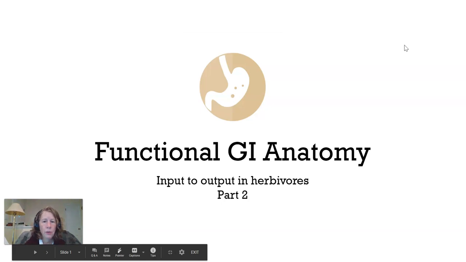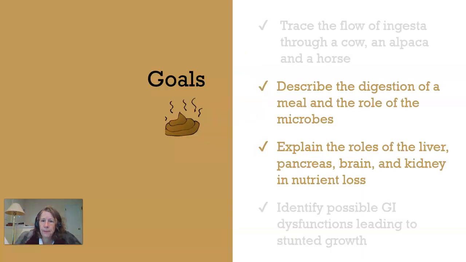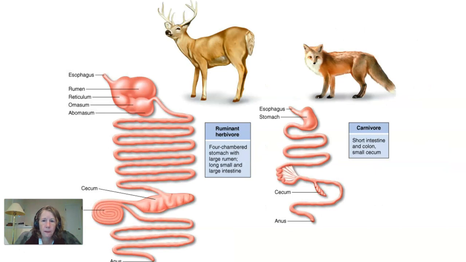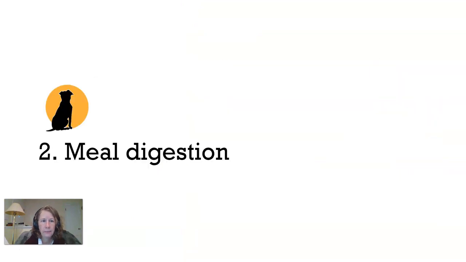Okay, we're going to continue that part about the herbivores and the rest of the comparison to the carnivores and omnivores. So we're going to move on to the digestion of a meal, in particular the role of microbes in these species, and again compare the roles of the extra GI organs to GI function in these species. Again, we've gone through the carnivores and we're working on the herbivores. Summary slide at the end.